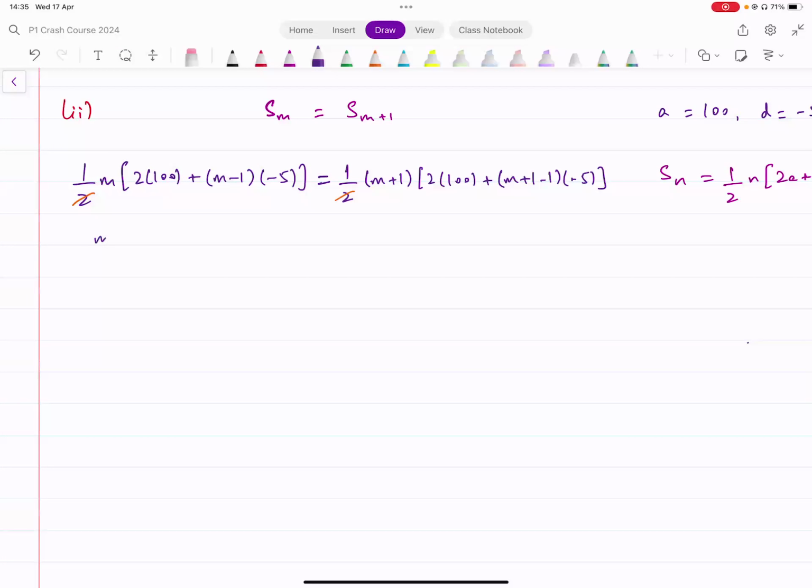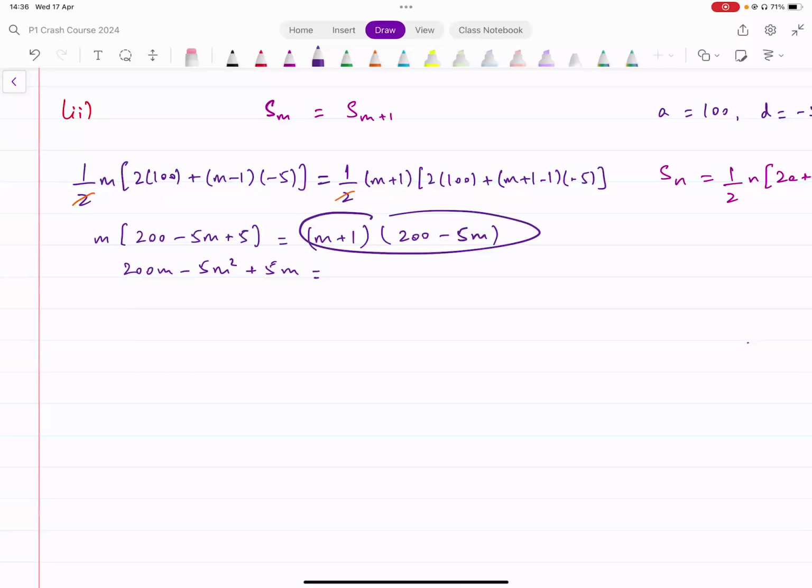Let's simplify the numerator. m into 200 minus 5m plus 5 equals m plus 1 multiplied by 200 minus 5 times m, right? Because m plus 1 minus 1, we are only left with m there. This is what we end up with. Now let's simplify this further. This gives us 200m minus 5m squared plus 5m equals m plus 1 into 200 minus 5m.